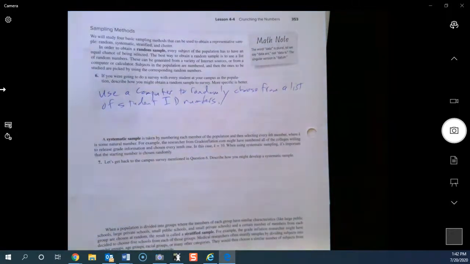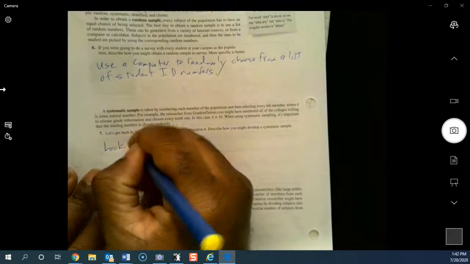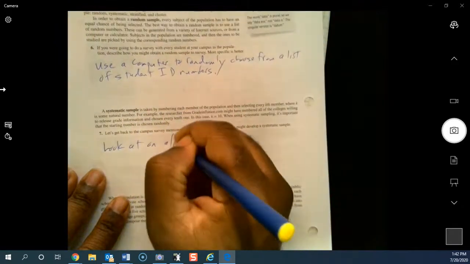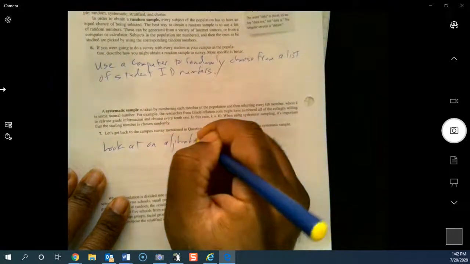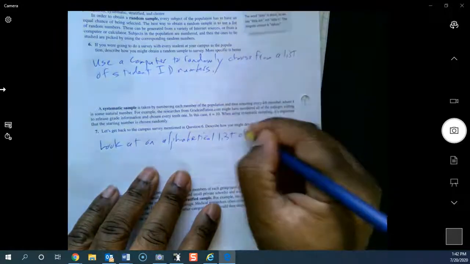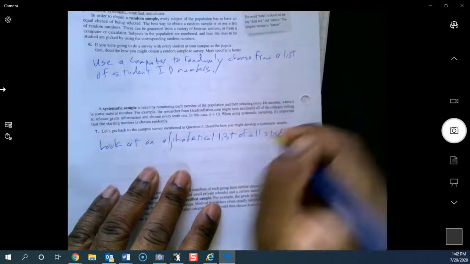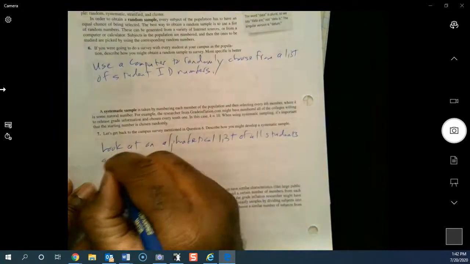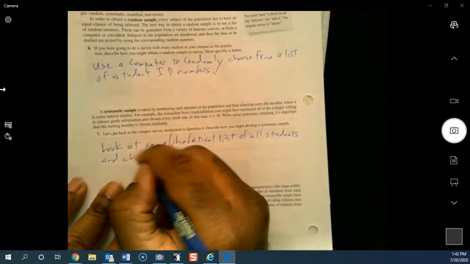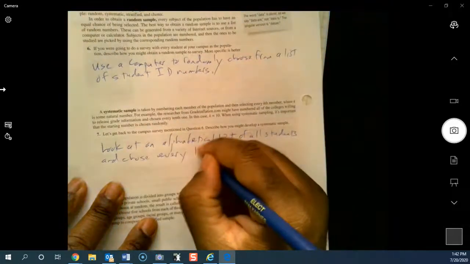Let's get back to the campus survey mentioned in question 6. Describe how you might develop a systematic sample. We can look at an alphabetical list of all students and choose every 100th name.